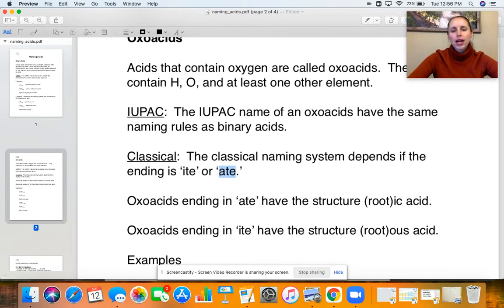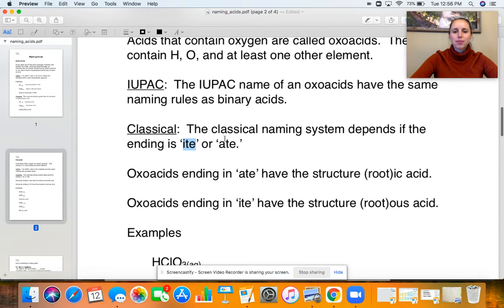So remember, you can have 2 different endings for polyatomic ions. The "ate" ending is the typical amount of oxygens. The "ite" ending means that there's 1 less oxygen than you would expect. If you have the "ate" ending, you're going to go ahead and use this structure. You're going to use the root ic acid.